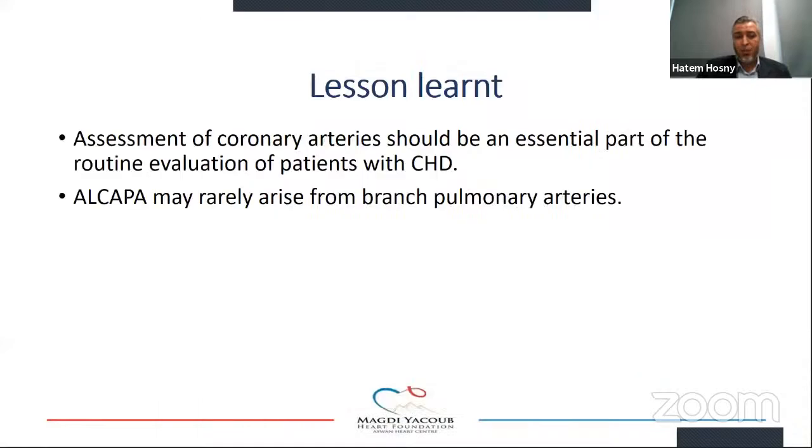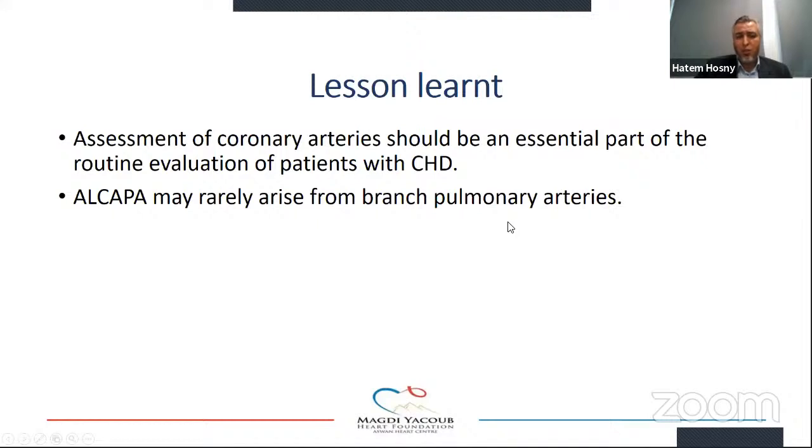So obviously, we did not repair the double outlet right ventricle because we thought this left ventricle would not sustain systemic circulation on its own. So we just repaired the ALCAPA and left the pulmonary artery banding as such.